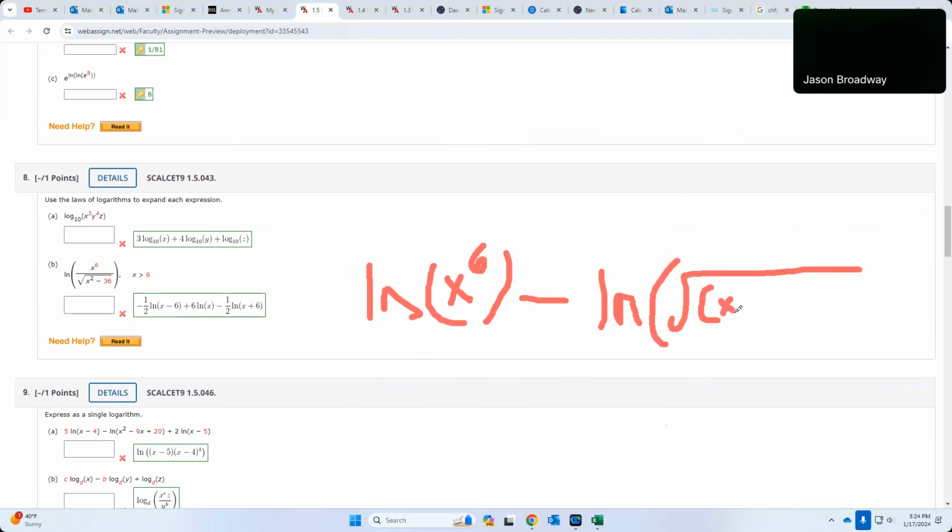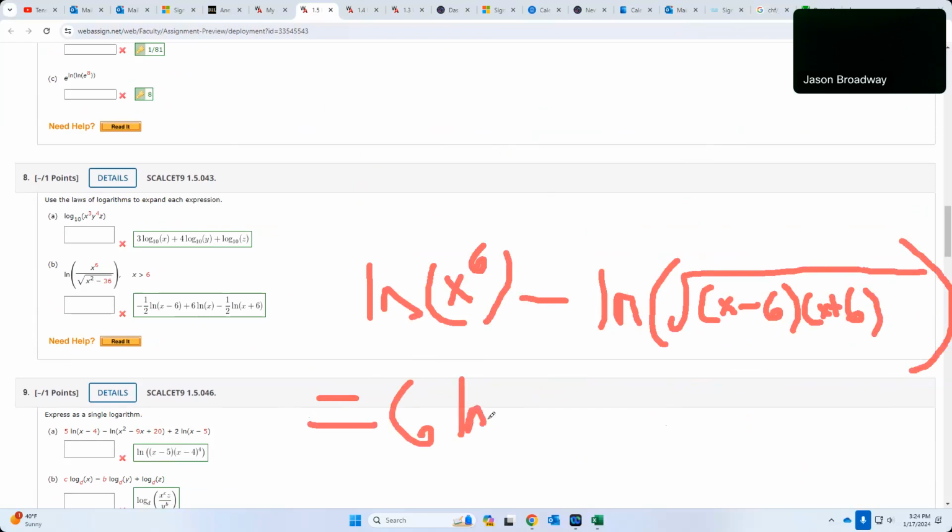That is going to be x minus 6 times x plus 6 by factoring of algebra. So yeah, that got a little ugly. Now, what I can do straight away, I can bring that 6 down right there. So it's 6 log x. Now, that half comes down. That square root is a half power. So minus the 1/2 natural log of the product.